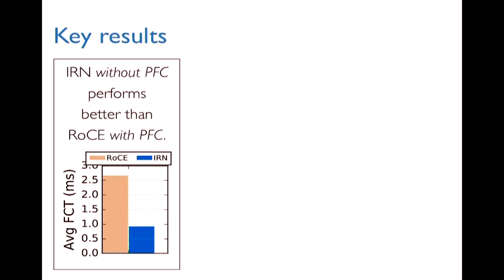First is IRN's use of BDP-FC, which RoCE doesn't use. And the second is the bad effects of using PFC, such as head-of-the-line blocking, congestion spreading, and so on. So in order to distinguish between these two reasons, we next conducted an experiment to see how IRN's performance is impacted when we enable PFC with IRN. Because if doing so significantly improves IRN's performance, we'll have to conclude that PFC remains necessary even with IRN.